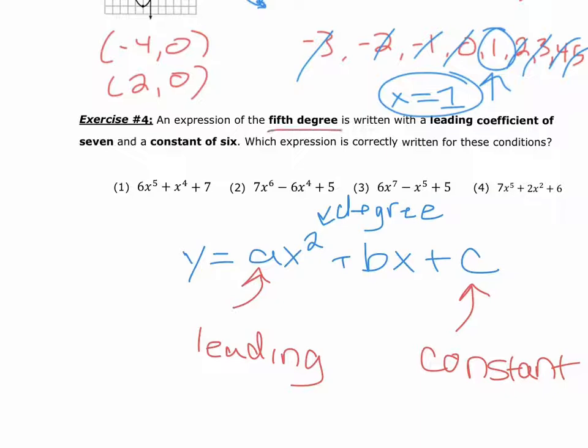So here, this is a 5th degree, and that one has a 5th degree, so I can cross off 2 and 3. Next part, leading coefficient of 7. Well, that one doesn't, this one does, so I can cross that off. But let's make sure it has a constant of 6. And it does. So my answer is 4.